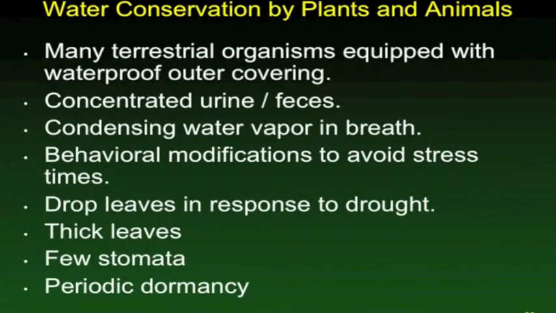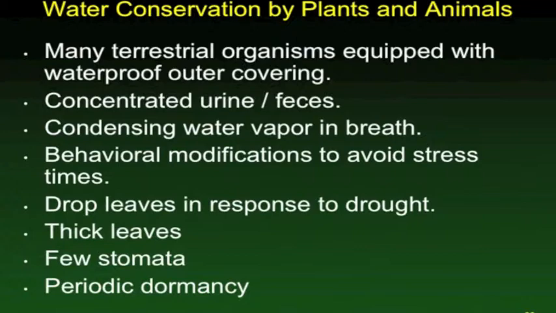Plants and animals have a variety of ways that they tend to conserve water, living in a land or terrestrial environment. They may be covered with some sort of waterproofing, or they may reduce the amount of urine or feces that they produce. They may even have a long series of channels that the air they're breathing out goes through, so that air will be cooled and some of the water vapor in there will condense before they actually lose it.